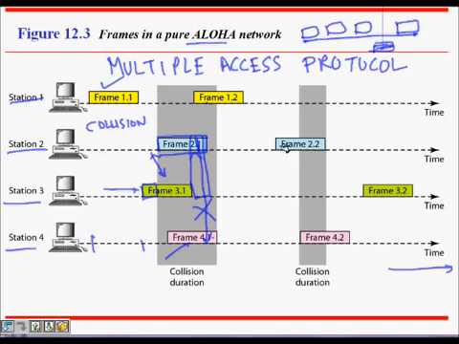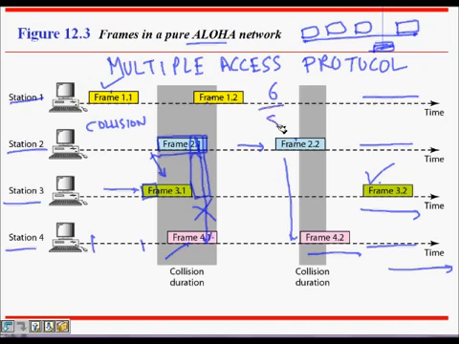Now let's see about this frame. Station 2 again transmits the second frame, but it again collides with frame 2 of station 4 because they are overlapping in time. So a frame will be successful only if it is not colliding with any other one. Frame 3.2 from station 3 is okay because none of the other stations are sending in this particular time slot. So you can see that just 2 frames succeeded, and 1, 2, 3, 4, 5, 6 frames got corrupted because of collision.